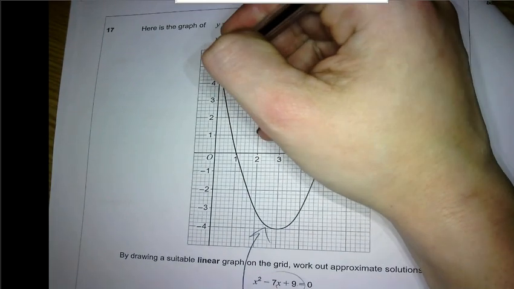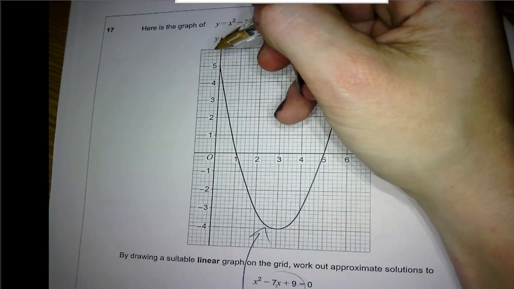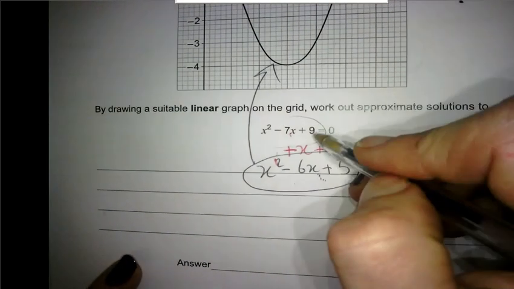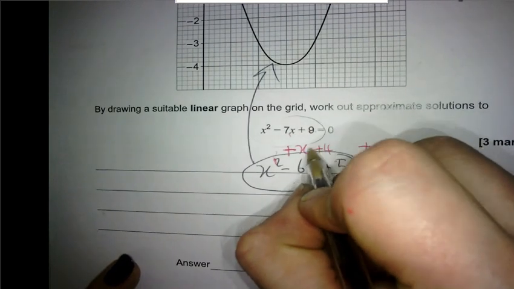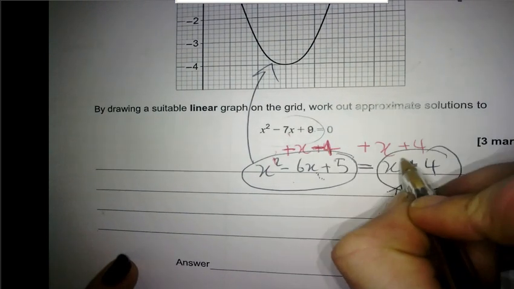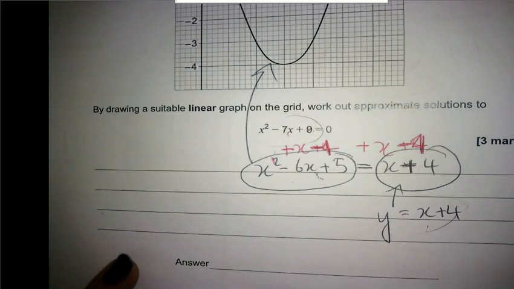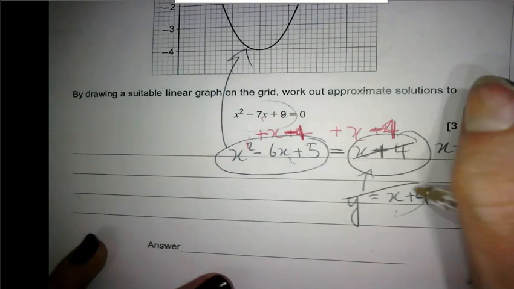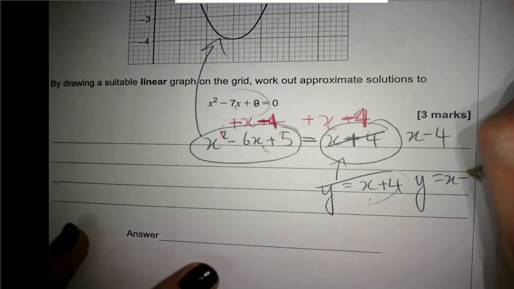Have I made a mistake? I feel like it was... Oh yes, that's what I've done. My bad. Sorry, to get from 9 to 5, you need to subtract 4, don't you? Not add 4. Subtract 4. So x minus 4. Apologies, y equals x minus 4.